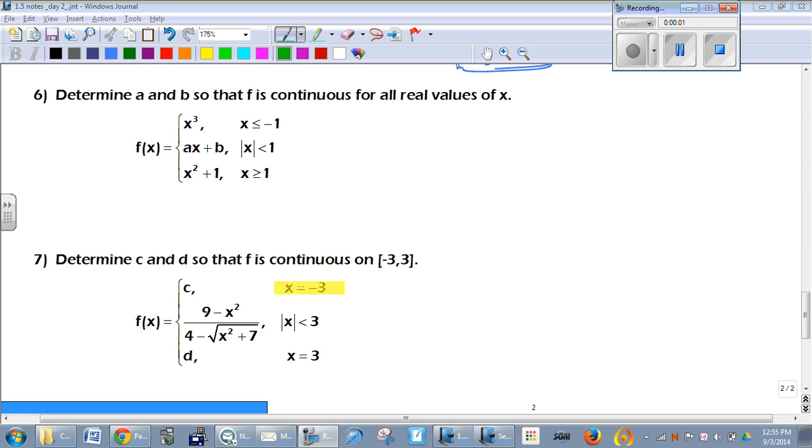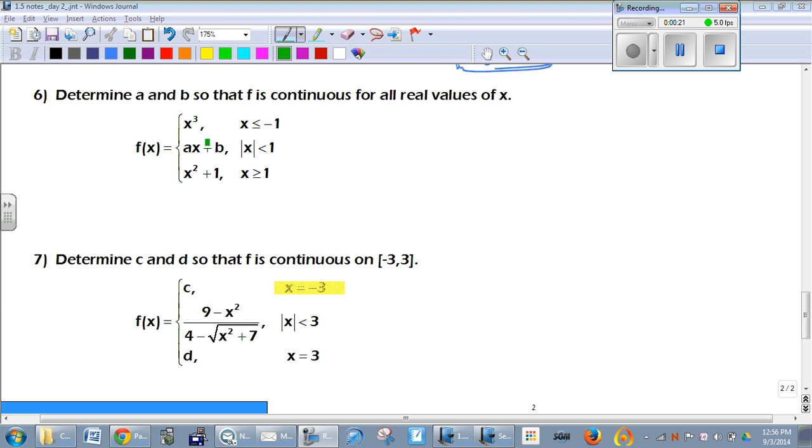All right, number 6, we're determining a and b so that this function will be continuous. If we look at each part of this piecewise function, they're all polynomials, so we know x cubed by itself would be continuous. The line and the parabola, these are all continuous functions. But by putting them together in a piecewise function, to make sure the whole thing is continuous, we need to make sure that they connect to each other.